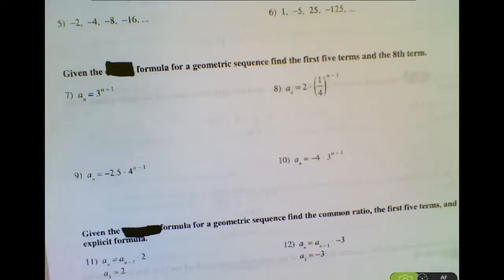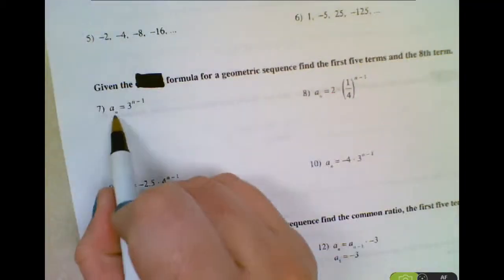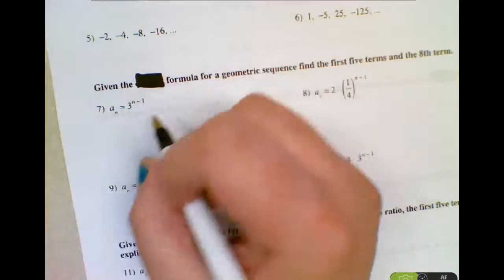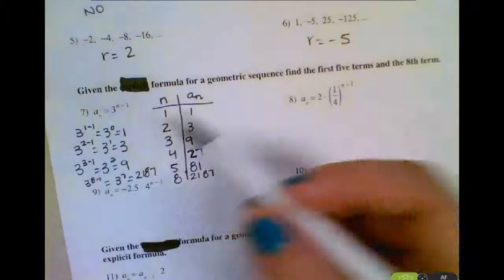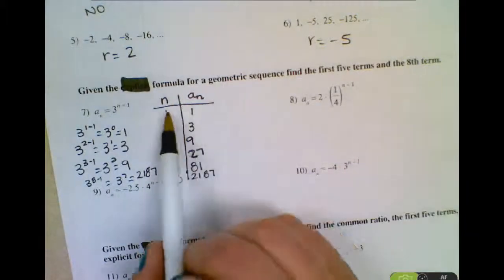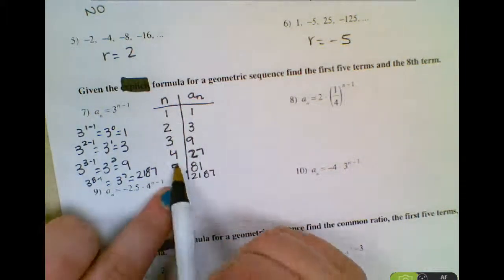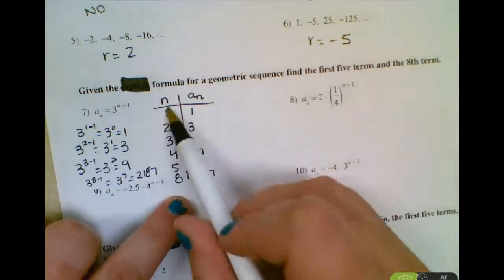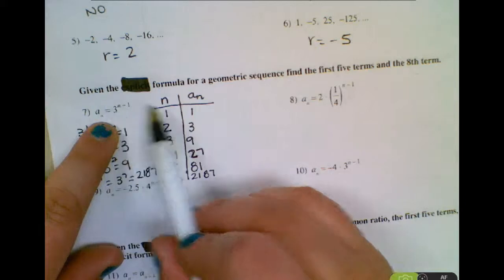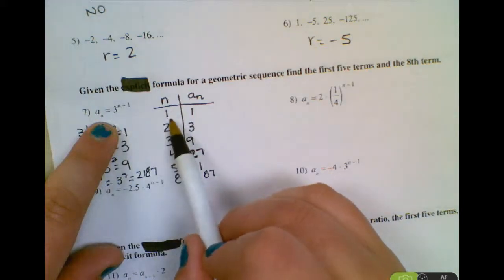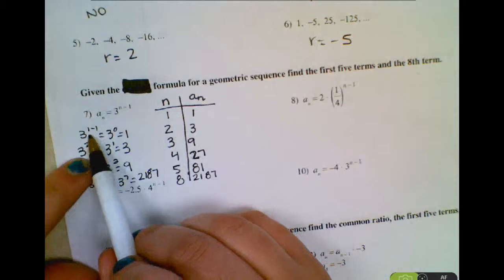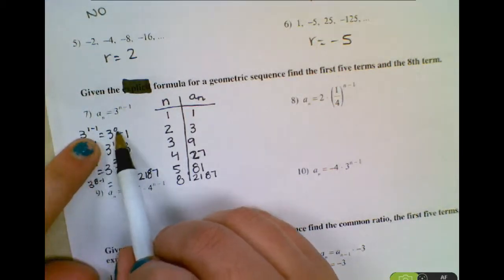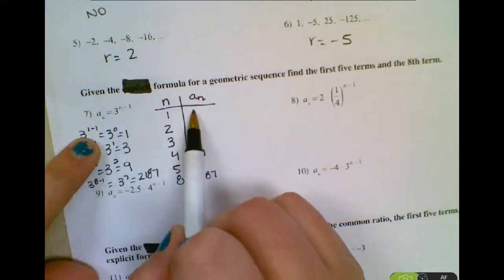the 8th term. So again, we have this n right here. All this is saying is what is your number that you're plugging in. So over here, I made a table. I have n is 1, 2, 3, 4, 5. So that's me finding my first 5 terms, and then the 8th term. So what I do here is wherever I see n in this equation, I plug in whatever number is here. So my first number is 1. So I have 3 to the 1 minus 1 equals, well, we know 1 minus 1 is 0. So 3 to the 0 equals 1. That's what my an is.